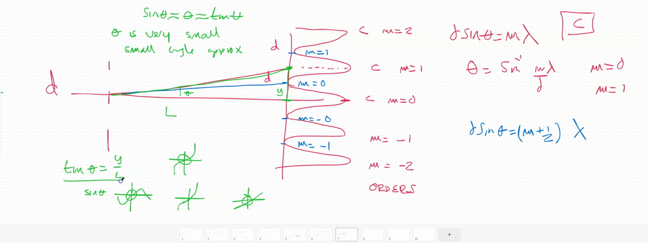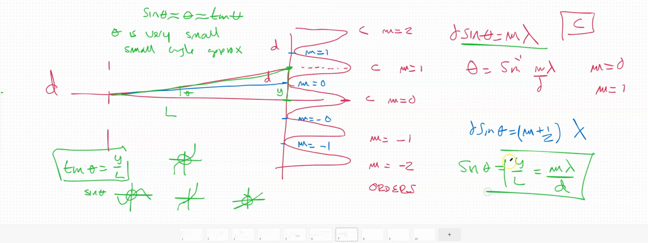So this equation, tangent of theta for small angles, becomes sine of theta is y over L, but sine of theta is m lambda over d from this equation. So with this equation, you can find the height of the bright fringes. There is one height for every value of m, and of course there is an equivalent equation for the dark fringes. We're going to do a problem with this in class.